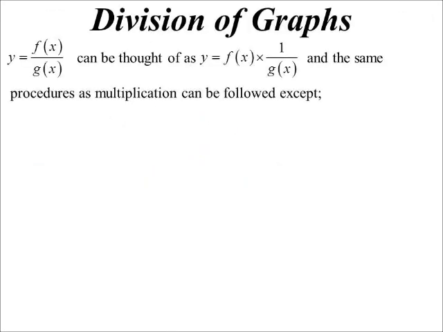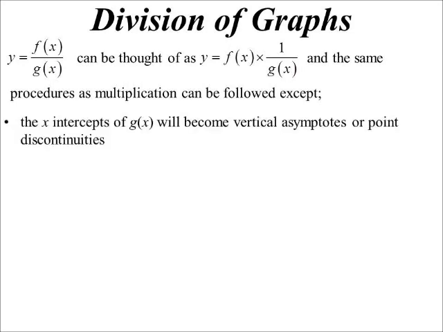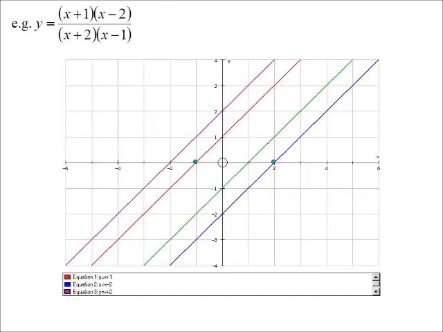Division is the same as multiplication. It's just that you're multiplying by the reciprocal. So x-intercepts will now become vertical asymptotes, maybe point discontinuities. We'll do this one. We've just got 4 lines there. I've got x-intercepts at -1 and +2. I will have vertical asymptotes at -2 and +1.